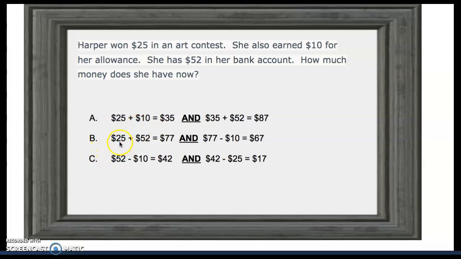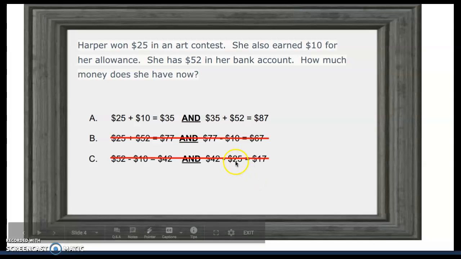The second equation says 25 plus 52 equals 77, and 77 minus 10 equals 67. That can't be true because $10 wasn't taken away. She got it as an allowance. So I know that that can't be it. The third one says 52 minus $10 equals 42, and 42 minus 25 equals 17. Well, that would mean that she is giving away all of her money from her $52, and that can't be it. So the most obvious one is the first one, where I'm adding all three numbers.